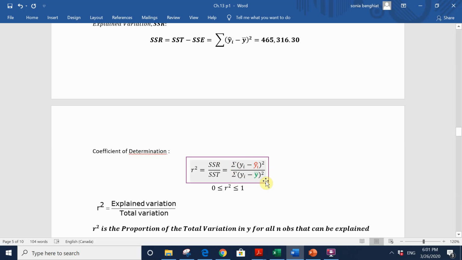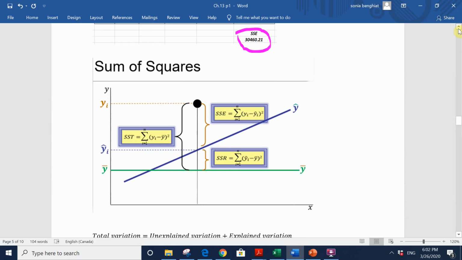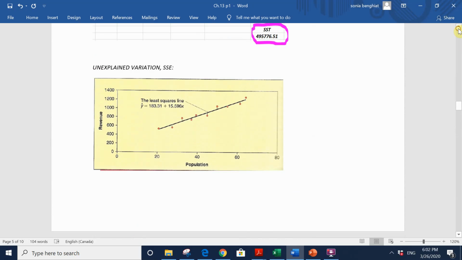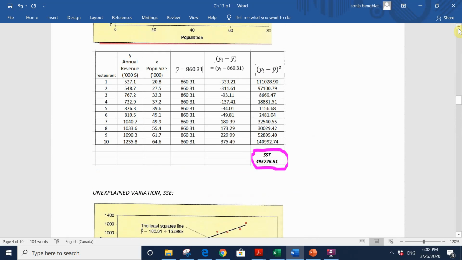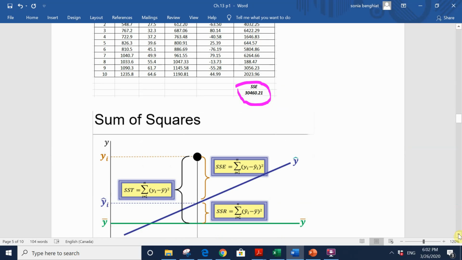In the denominator here, I'm simply taking deviations of each observed value relative to the benchmark model of y bar, which remains constant for all x values, right? So in this case, we said that it was, let me see, it was 860.31, I think, if I'm not mistaken. Let's just go back quickly. Yes, 860.31 right here. Okay. So now let's carry on here.